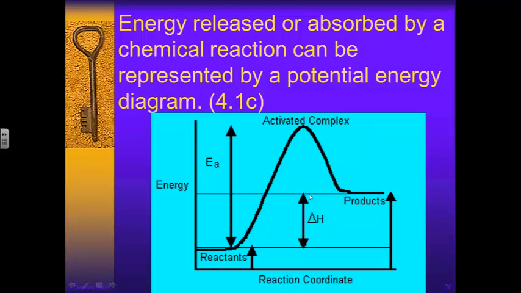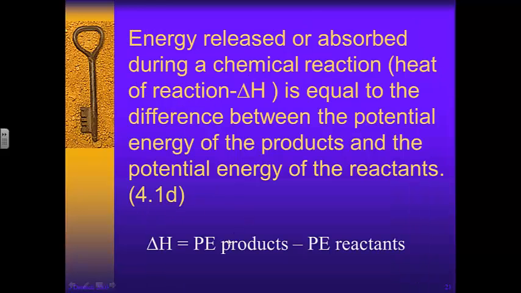heat of reaction. From the x-axis all the way to the top of the hill would be our potential energy of the activated complex, and the activation energy goes from the reactant line to the top of the activated complex. Evidenced here is the forward activation energy. The reverse activation energy would go from the product line to the top of the activated complex.